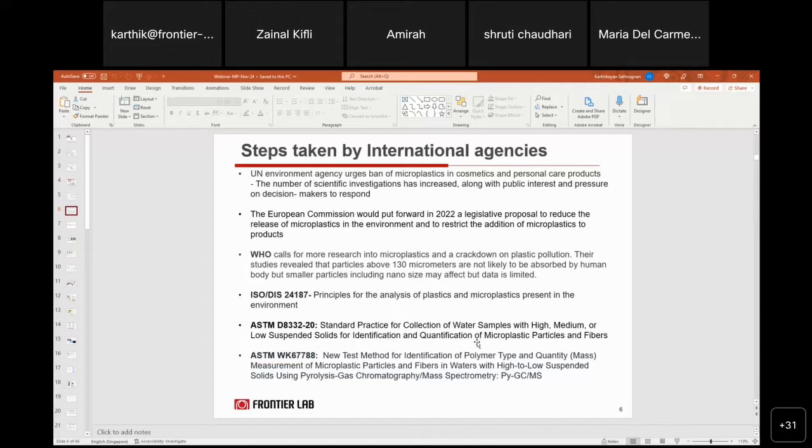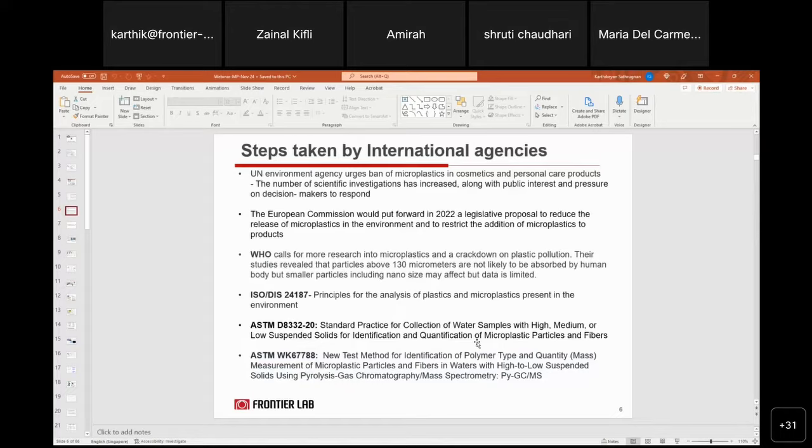So WHO calls for more research on microplastics. Based on their previous research, they say that particles above 130 micrometers are not likely to be absorbed by the human body. So that is also some guidance. If we really want to know about the size effect, people have to look at particles of 130 microns and below. This is one kind of guidance from WHO.